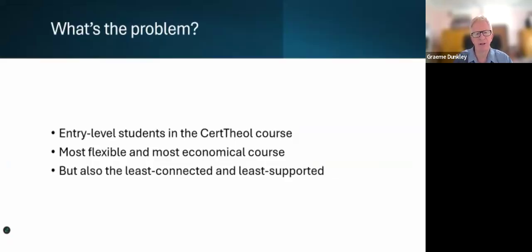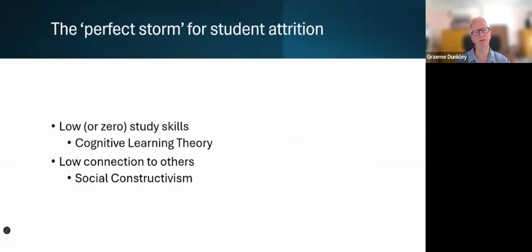You might know that our entry-level students in the Certificate of Theology course sometimes really struggle. On the one hand, it's the most flexible and the most economical course, but the flip side of that is that it's also the least connected and least supported. So this creates a kind of perfect storm of student attrition, where some people have low or even zero study skills, and cognitive learning theory would suggest that overloading them with too much stuff means they don't learn, and I think for some people that has happened.